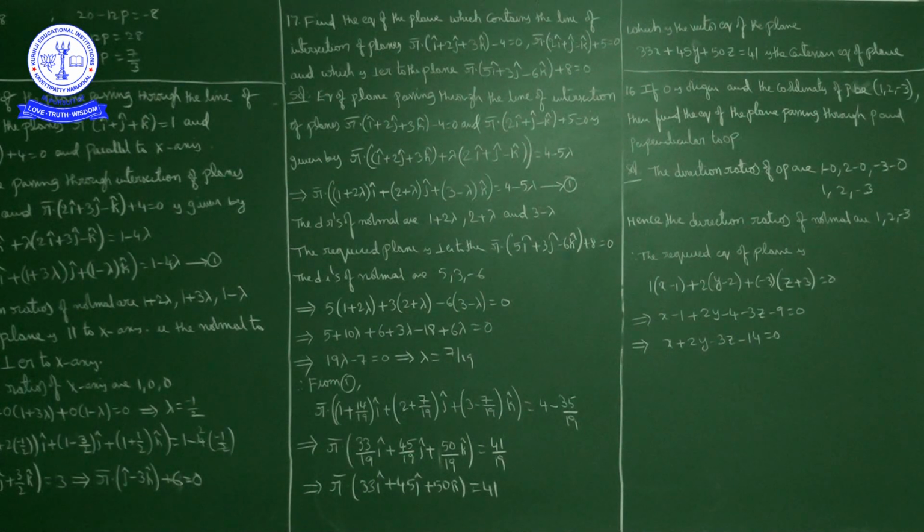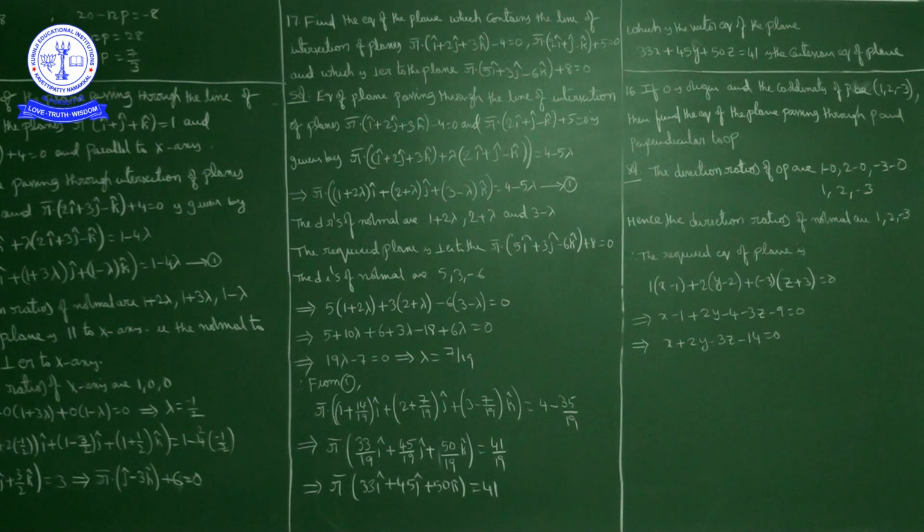Okay, next question. If O is origin and the coordinates of P are 1, 2, minus 3, then find the equation of plane passing through P and perpendicular to OP.